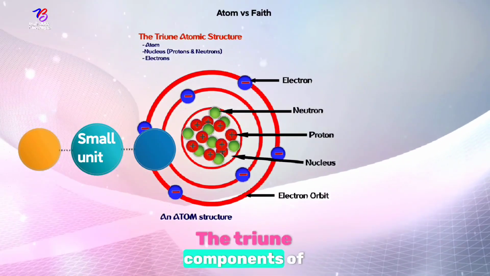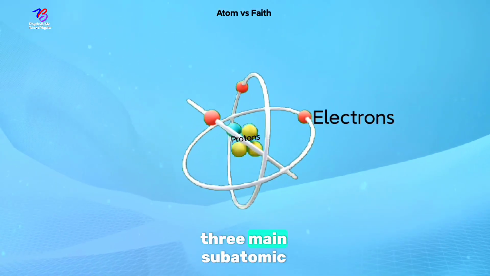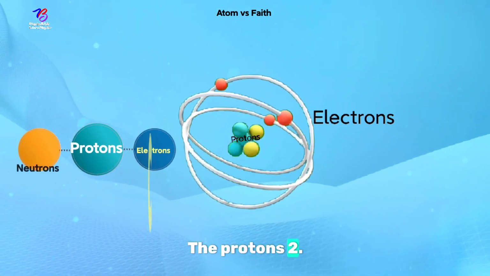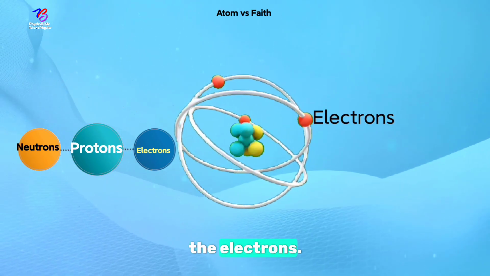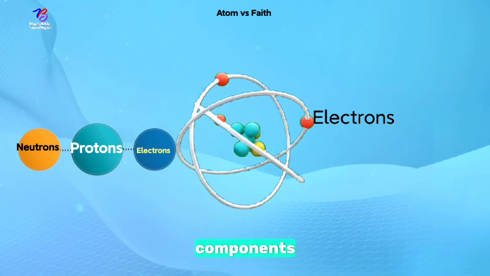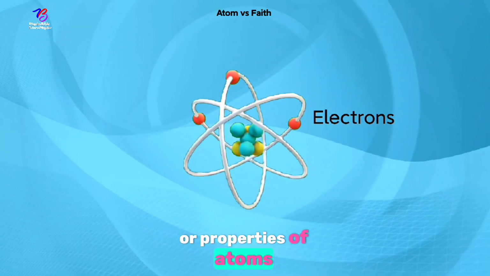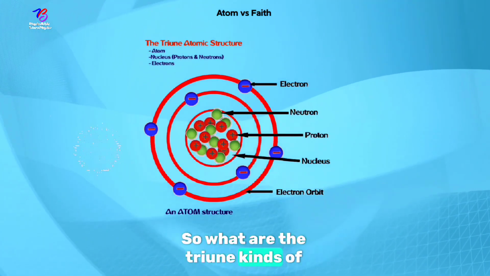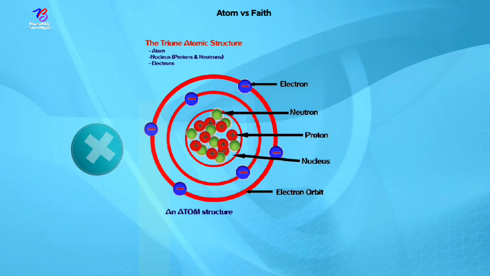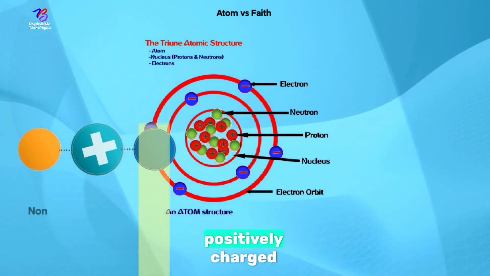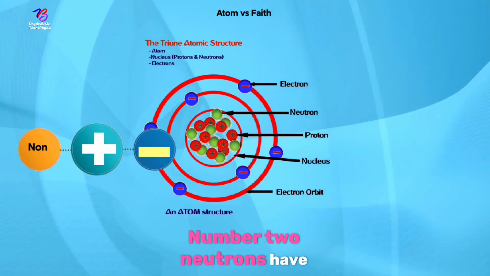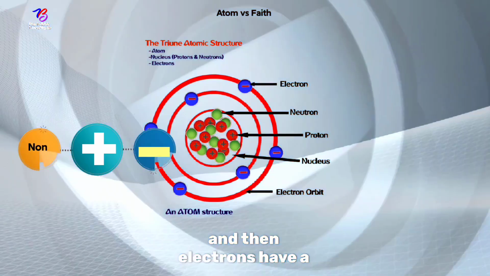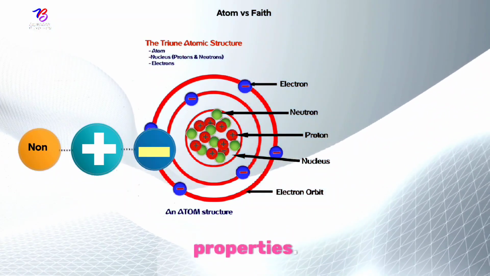The triune components of an atom consist of three main subatomic particles. These include number one, the protons, number two, the neutrons, and number three, the electrons. Now, each of these triune components or properties of atoms has its own unique charge. So what are the triune kinds of charge? Number one, protons are positively charged particles. Number two, neutrons have no charge at all. And then electrons have negative charge properties.